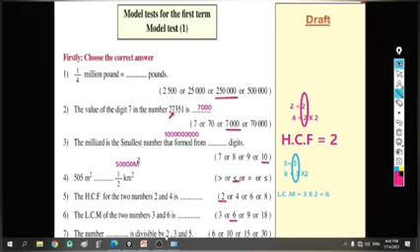Number 10. 10 is an even number so it's divisible by 2. 10 has the unit's digit 0 so it's divisible by 5.